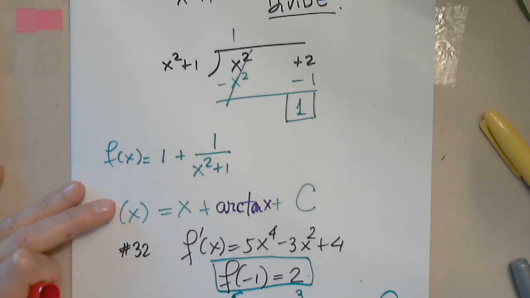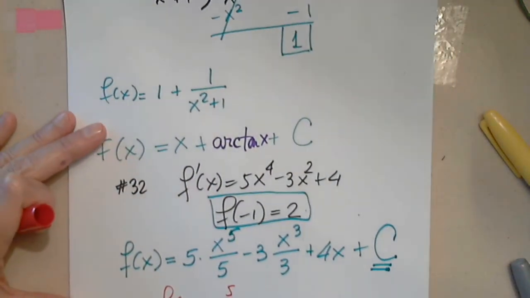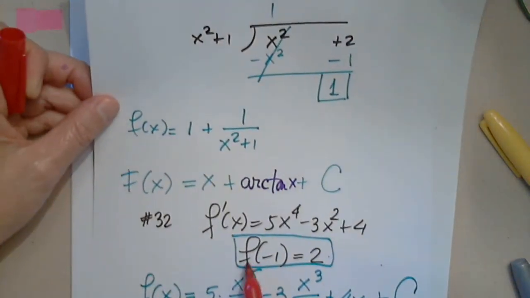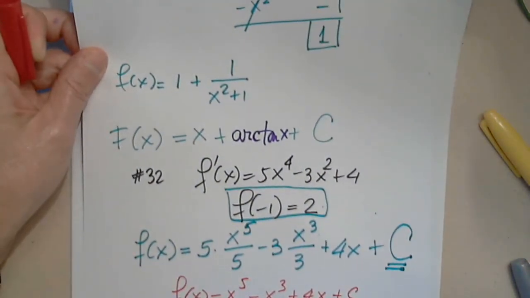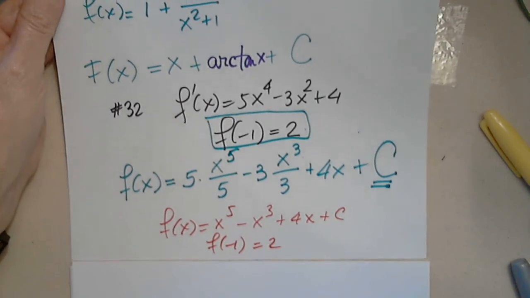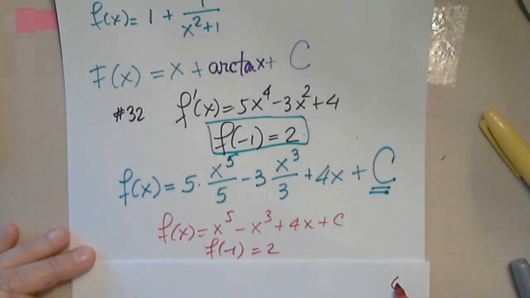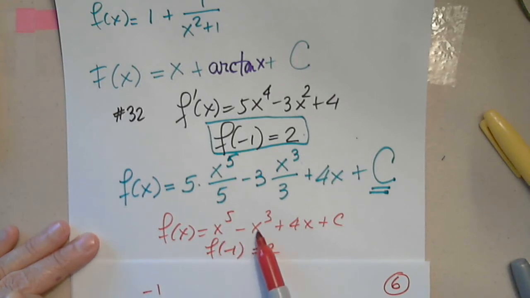I will clean this up and write f of x equals x to the fifth minus x cubed plus 4x plus c. And I'm told that f of -1 is 2. This is the condition specifically given for c. So -1 to the fifth is -1. -1 to the third is -1, with -1 in front is positive. This is -4 plus c equals 2. These two go away, so c is 6.